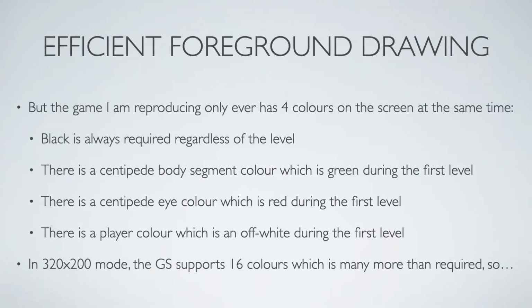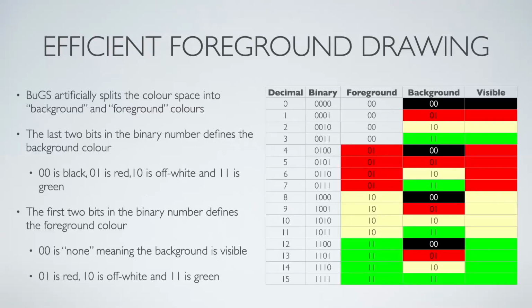The main reason I can make this optimization is because in the original game there are only 4 colors on the screen at any one time. Black for the background, a body segment color, centipede eye color, and the player color. But on the GS, each pixel has 4 bits, so it can be one of 16 colors, which is more than is required in Centipede. So what I did in Bugs is I took the 4 bits of each pixel and split it into a pair of 2-bit values. 2 bits set a background color and 2 bits set a foreground color.